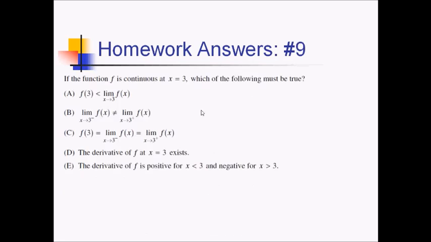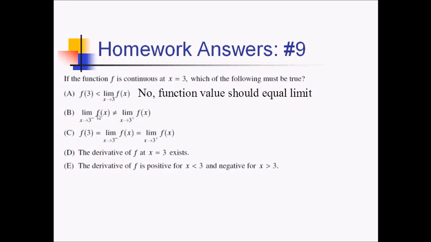On this problem, we have a function that's continuous at x equals 3. We want to know which of these must be true. So going through these, choice A, they're saying that f of 3 is less than the limit as x approaches 3. Well, this can't be true if we're continuous, because continuity means that the limit and the function value should be exactly equal to each other at that point. So since the function value and limit have to equal each other, this is a no for choice A.